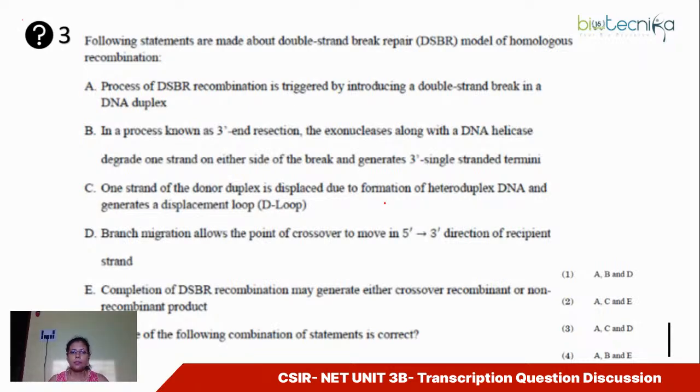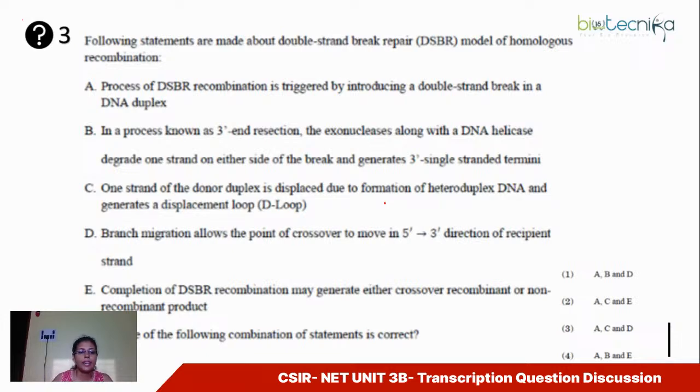So the process of DSBR recombination is triggered by introducing a double strand break in a DNA duplex in a process known as 3' end resection, and the endonucleases along with the DNA helicase degrade one strand on either side of the break and generate 3' single stranded termini. One strand of the donor duplex is displaced due to formation of heteroduplex DNA and generates a displacement loop. Branch migration allows the point of crossing over to move in 5' to 3' direction of recipient strand, and completion of DSBR recombination may generate either crossover recombinants or non-recombinant product.